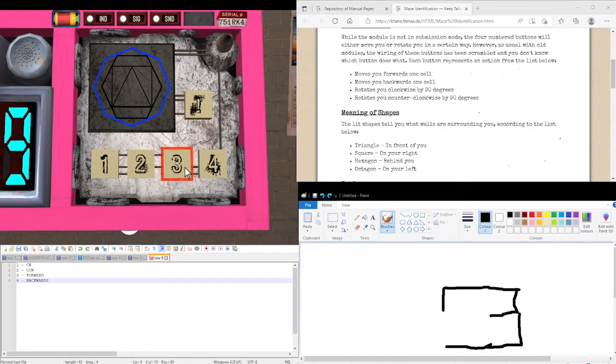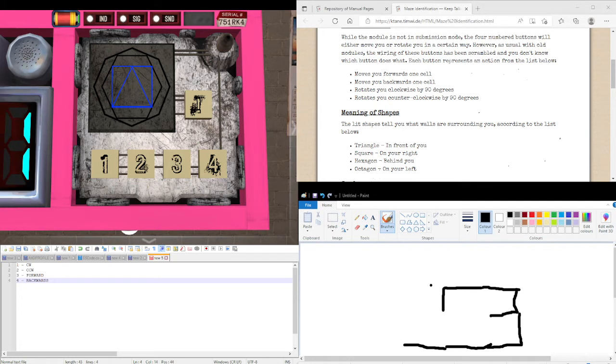So let's walk forward again. And we still have another wall to our left. Turning clockwise and walking forwards. There's a wall in front of us and on our right, meaning there's a wall like this. Turning counterclockwise, so now facing this way again, and walking forwards. We get a wall in front of us from where we were walking, and a wall on our left from where we were walking.